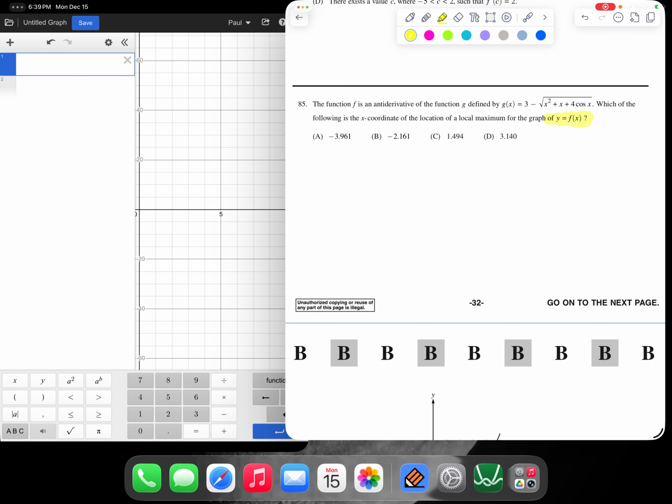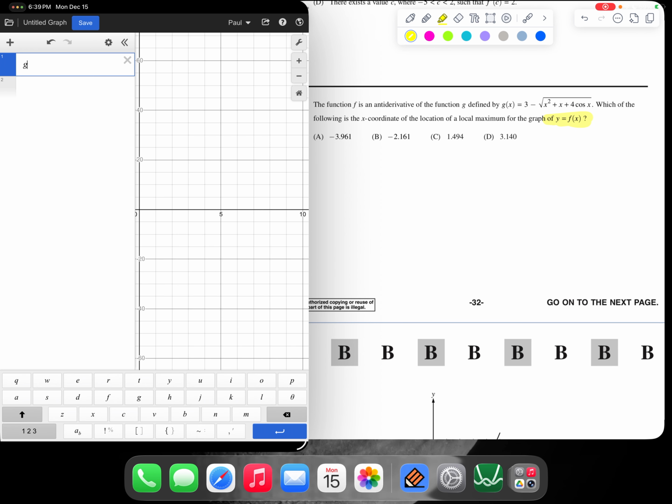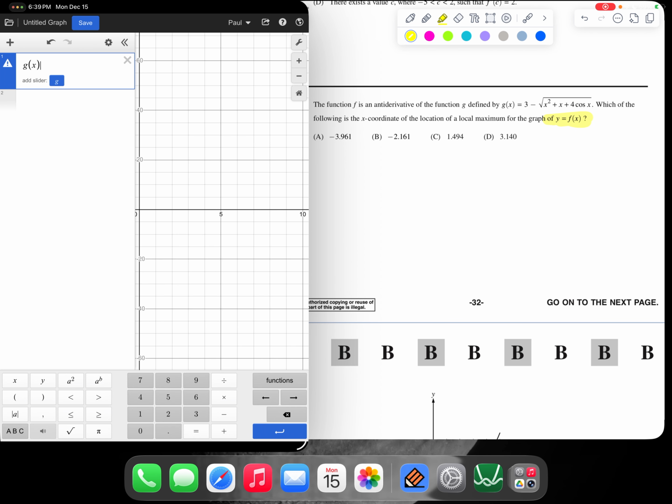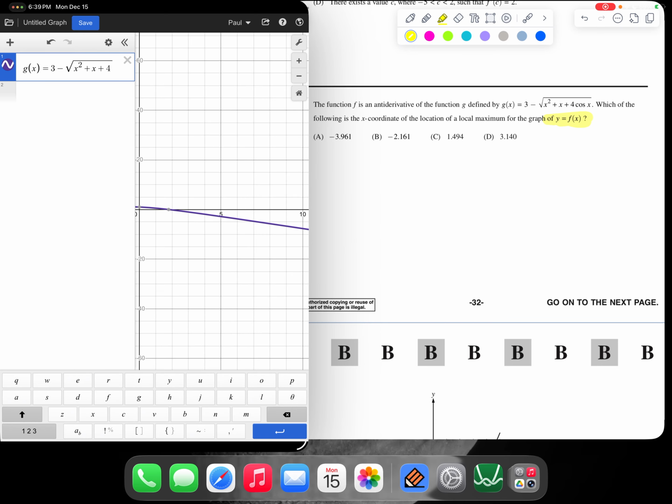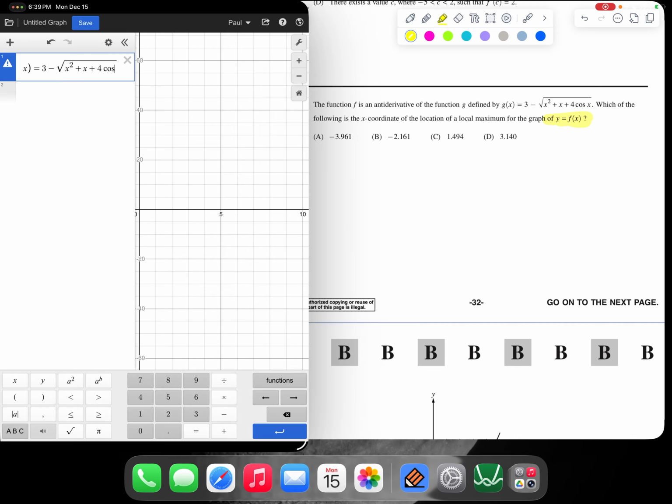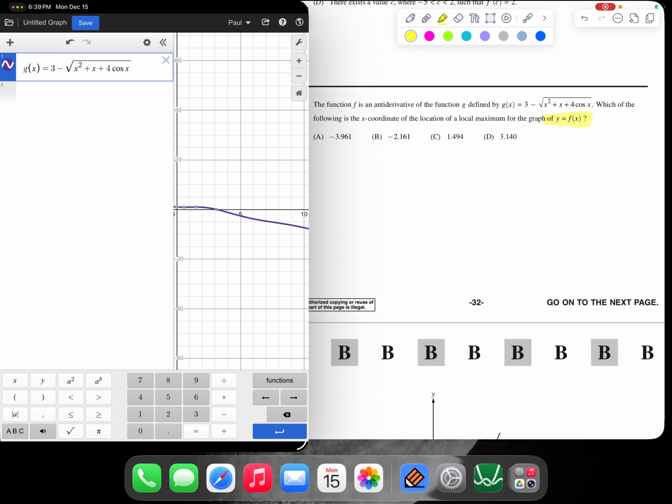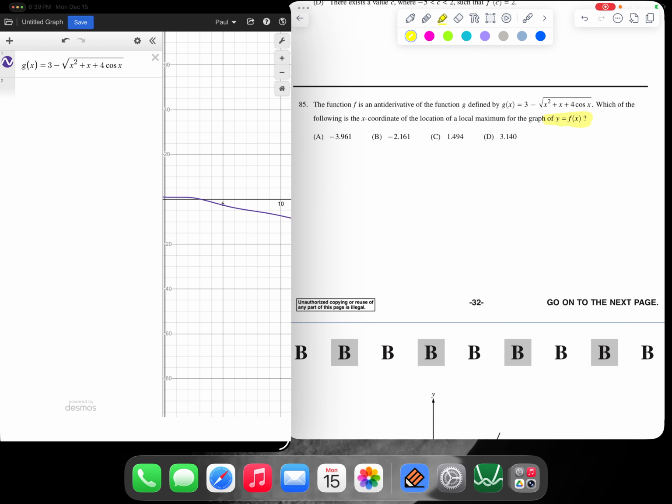All right, I'm going to put in g of x. I could just call it y, but sometimes the function notation is helpful. I'm going to more carefully type this one in. X squared plus x plus 4. Go over to ABC, type COS. Desmos knows what that means. X. Expand it so I can see it a little bit.